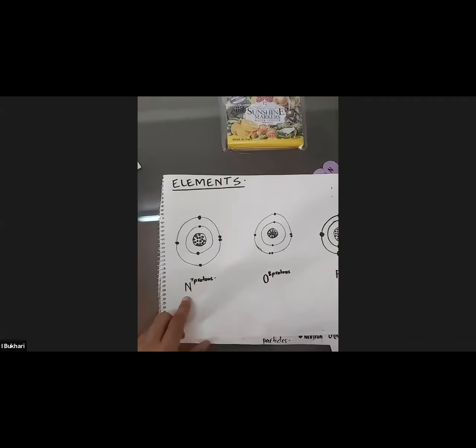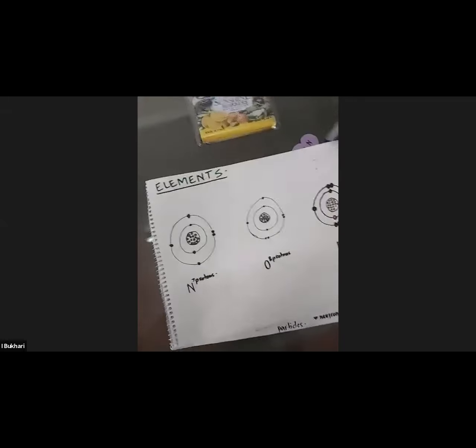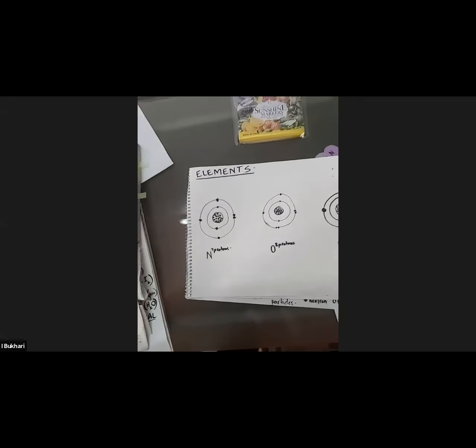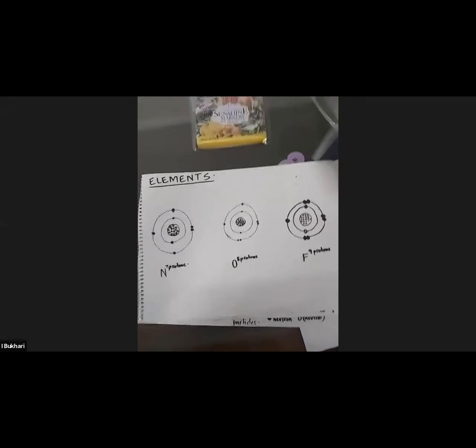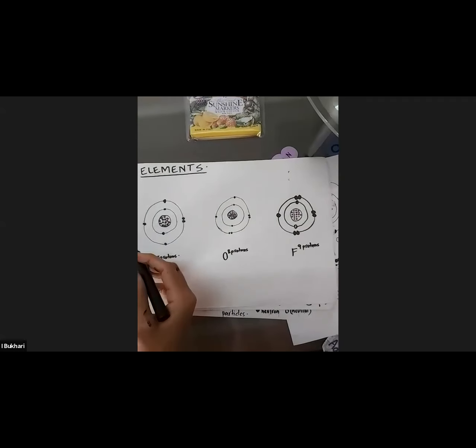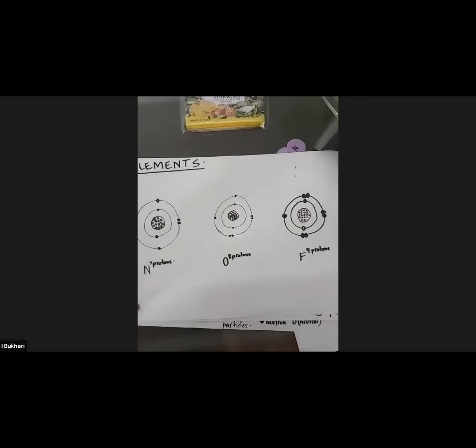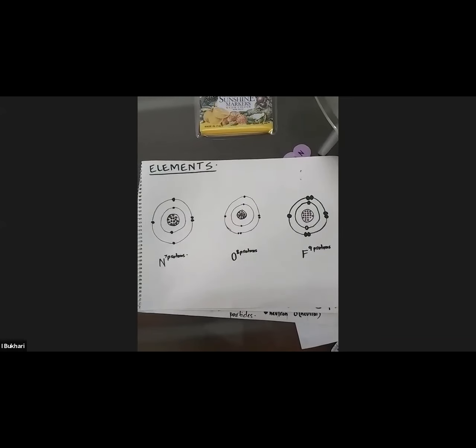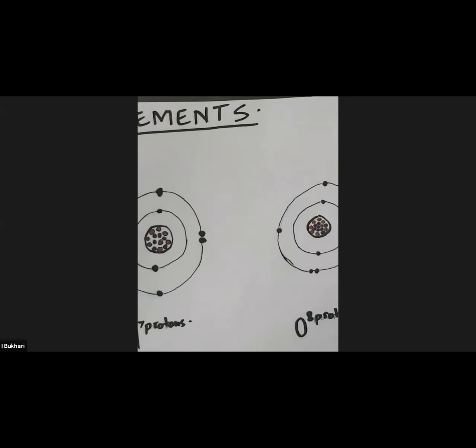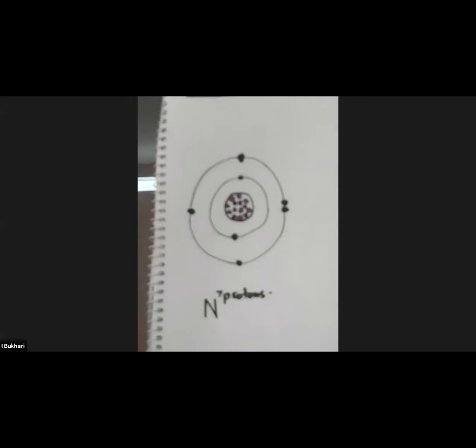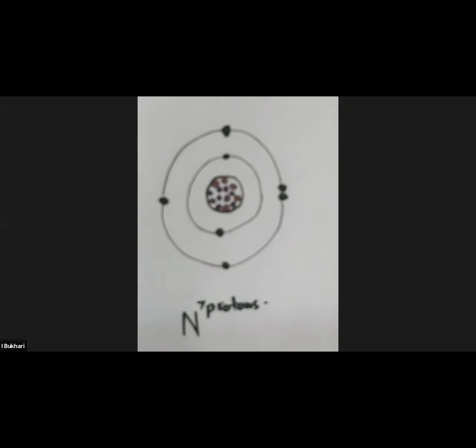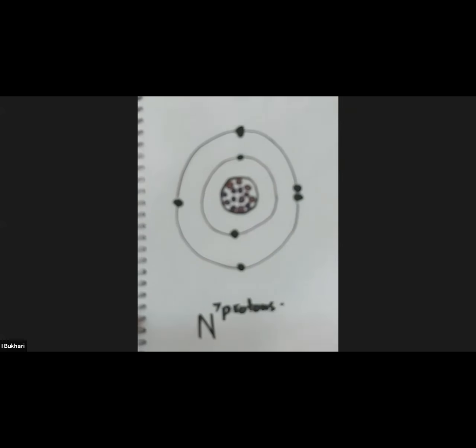Now, if it is neutral, neutral meaning the atom overall does not have any charge. Okay, if the atom does not have any charge, that means the number of positive and negative charges should be equal. It should be equal, right?